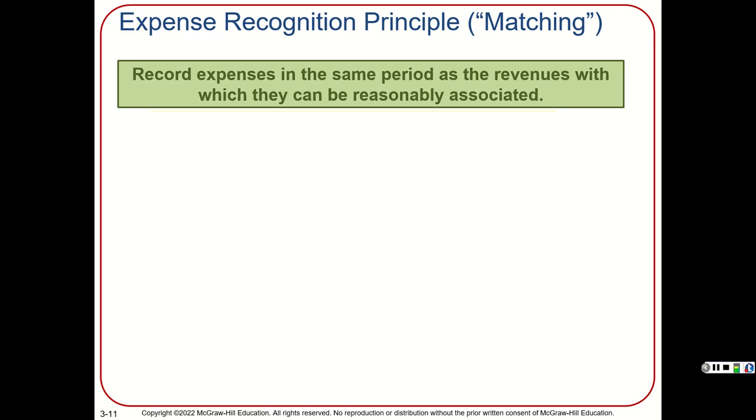So that's what it means by when the revenues are earned, you want to associate the expenses, and in this case, the expenses would be the salon supplies, the shampoo, the conditioners that are used to provide the service.